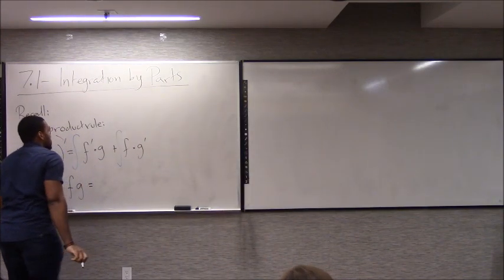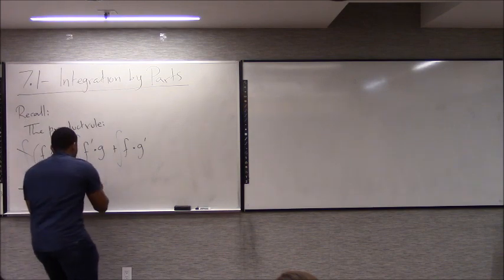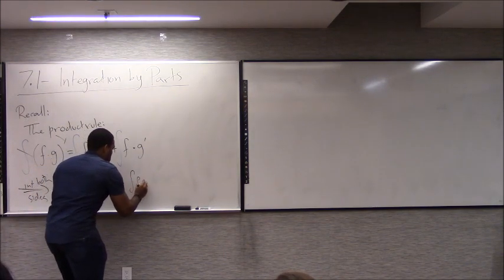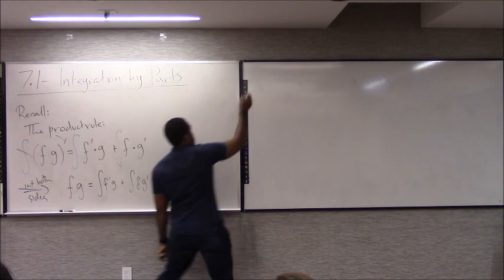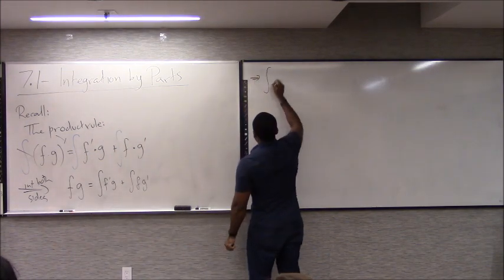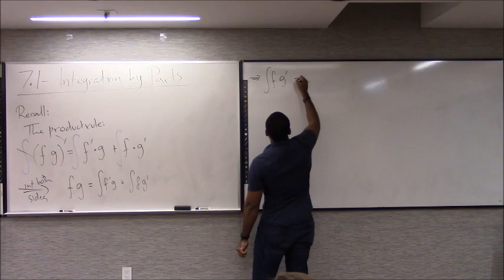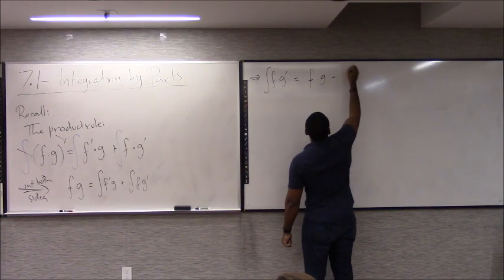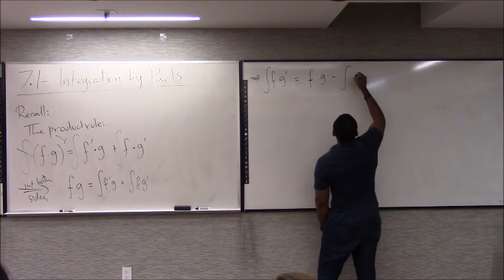fg equals the integral of f prime g plus the integral of fg prime. And I can solve for one of these integrals here. Let's say I solve for the integral of fg prime. I would get something like f times g minus the integral of f prime times g.